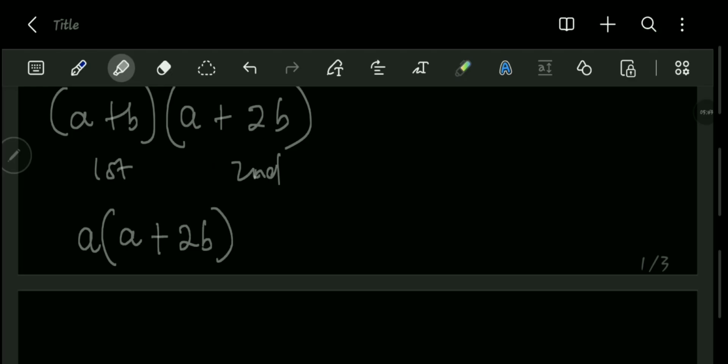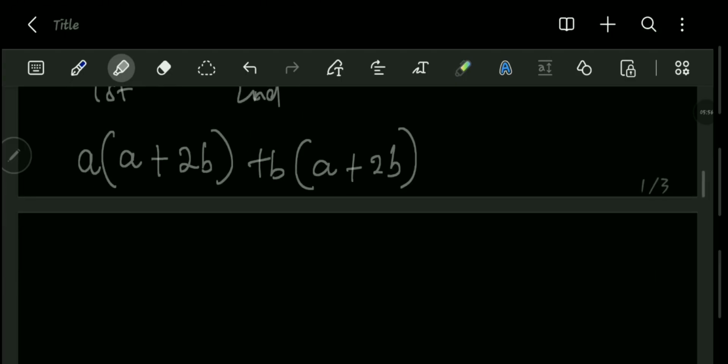Are you seeing that? I'm using the first term here into everything, then the second term, which is plus b, into the same thing, everything here again, a plus 2b. Are you seeing that? Now we have something outside and we have something outside. So for this bracket now, I'm using the a here to expand it, and for this bracket I'm using the b here to expand it, right?